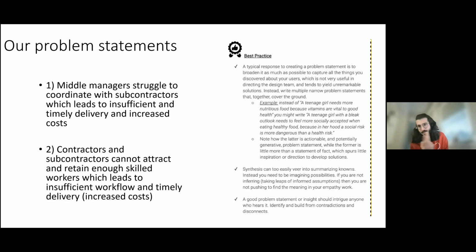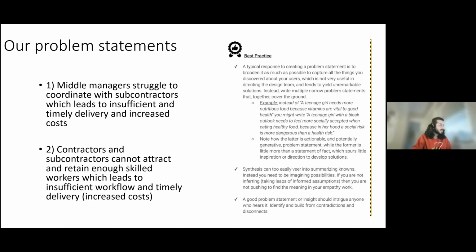So since we had to come up with 2 problem statements by the end of the day, this is what we came up with. So this was very rough. The 2 problems we identified is that the managers struggle to coordinate with subcontractors, which leads to inefficiency and timely delivery. So basically, they invite the mason, but the guy who was meant to bring the sand in the truck, he didn't come that day. And the mason and the electrician are there, and they're just waiting and doing nothing, and money is spent, delays. And this is something that happens in the construction industry.